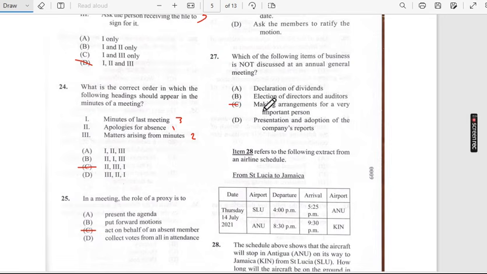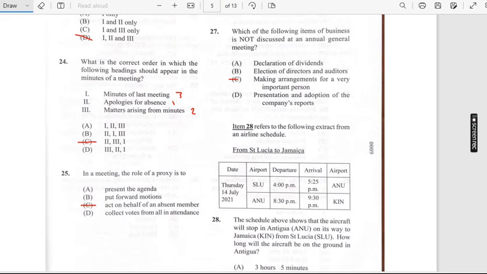But declaration of dividends has to do with, yes, you could discuss certain matters at the meeting, perhaps election of directors and auditors, that could be, but not making arrangements for a very important person. That is not necessarily important at the meeting.